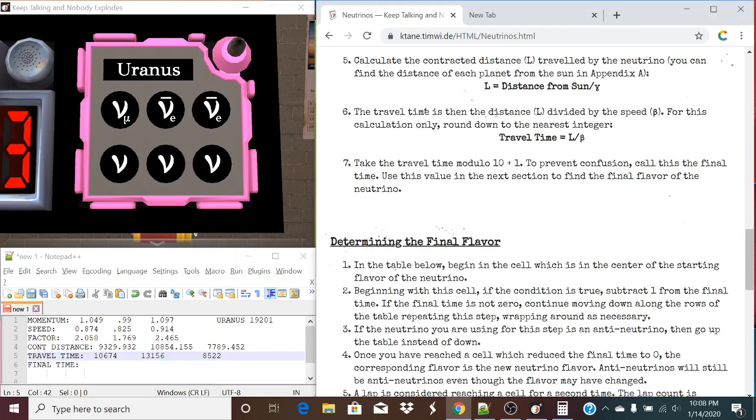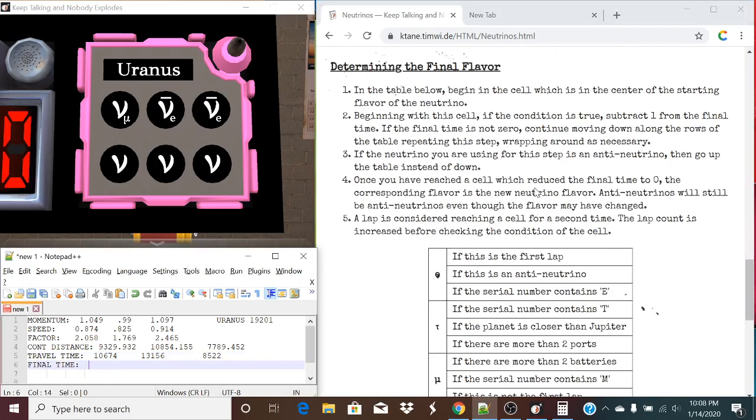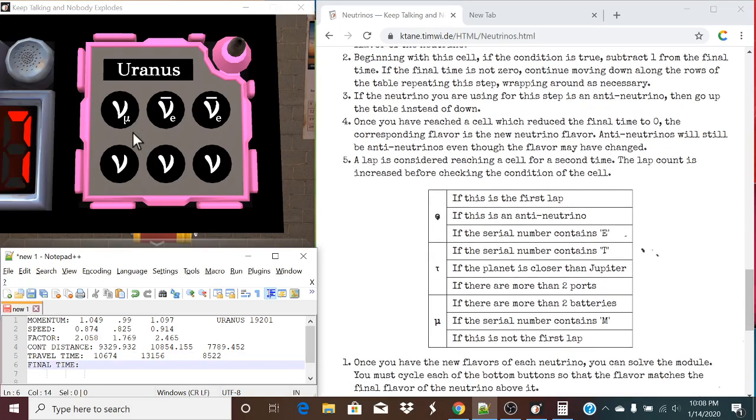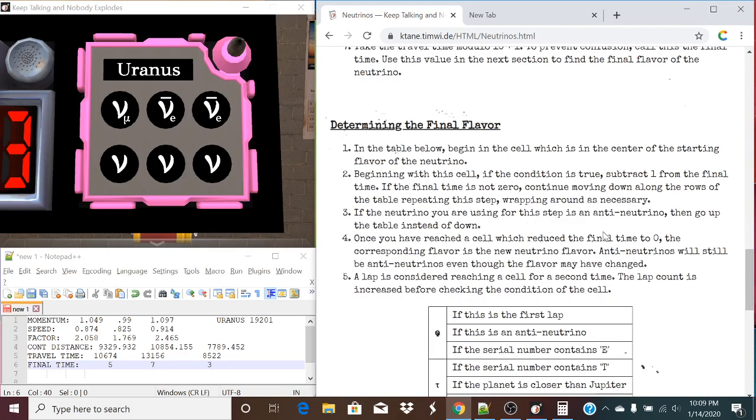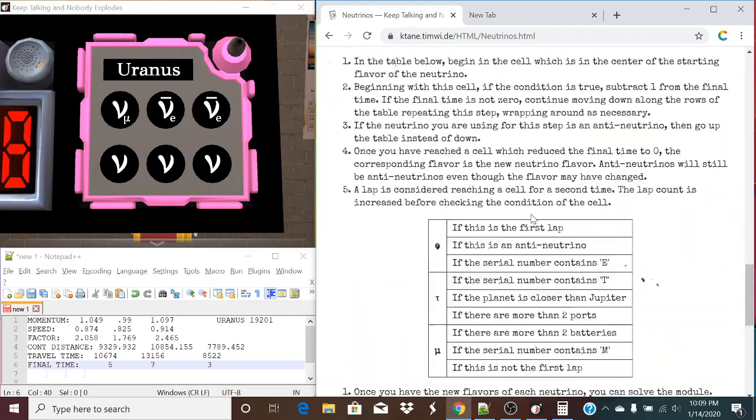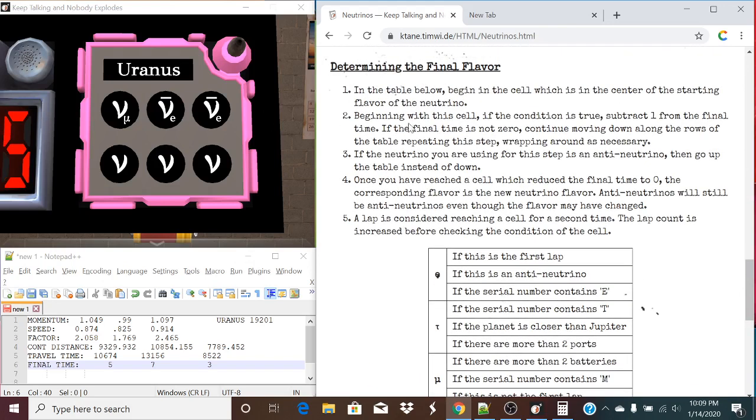But now we need to look at our final time for a second, because that's going to give us the ability to find our new neutrino flavor. We're going to take the travel time modulo 10 plus 1. So we're essentially going to take the least significant digit and add 1 to it. So 4 plus 1 is 5, 6 plus 1 is 7, and 2 plus 1 is 3. And those are our final times. So now we've figured out our travel time for each of the neutrinos, and we're going to figure out our final flavor for each of them.